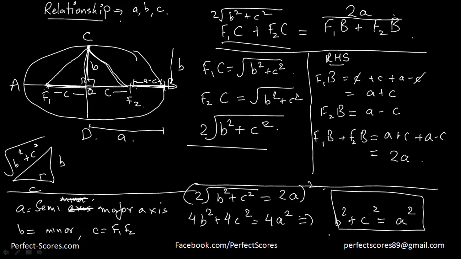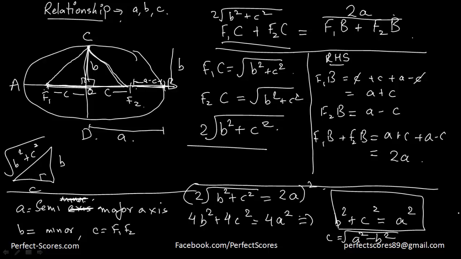So I can clearly say that the distance between two focus points is equal to under root of A square minus B square. That is the under root of the difference between the squares of the semi-major axis and the semi-minor axis. That will give you the distance between two focus points.